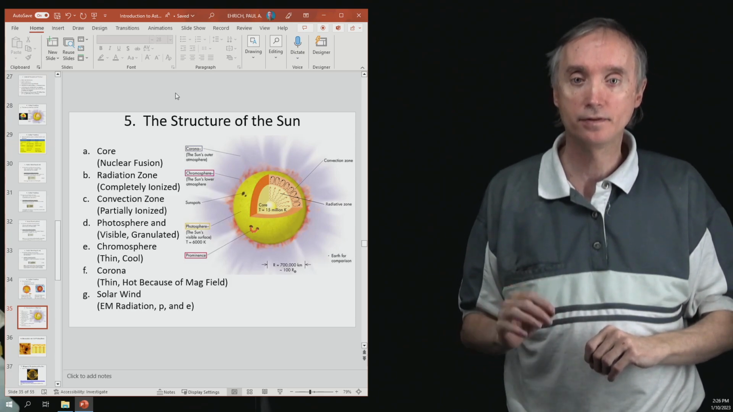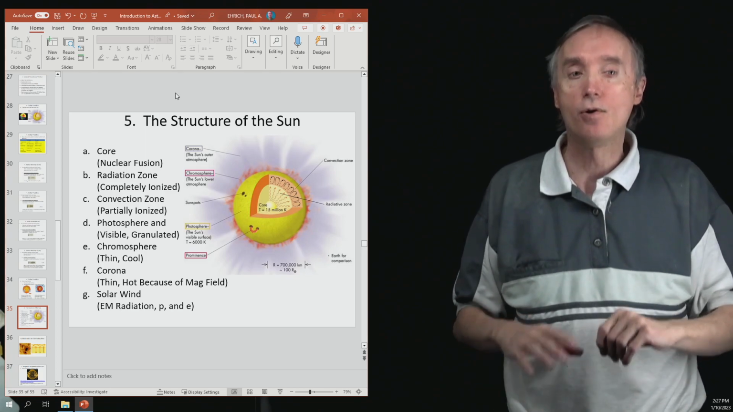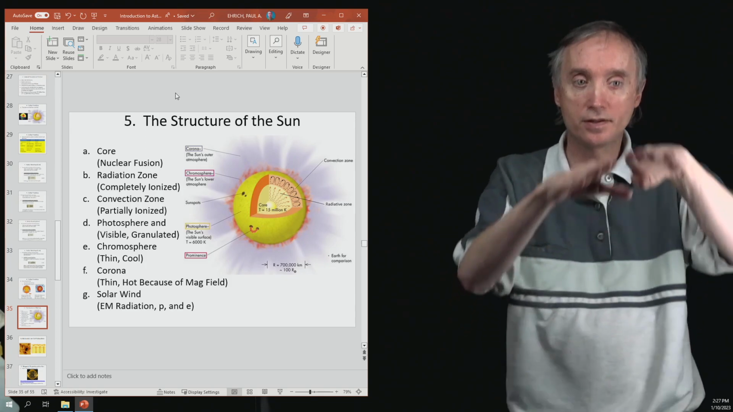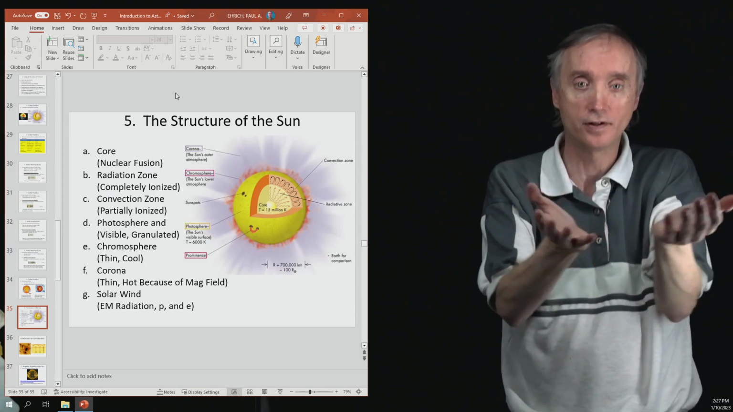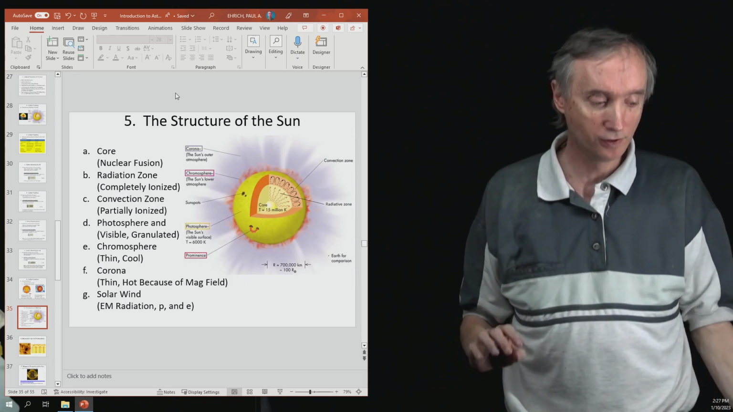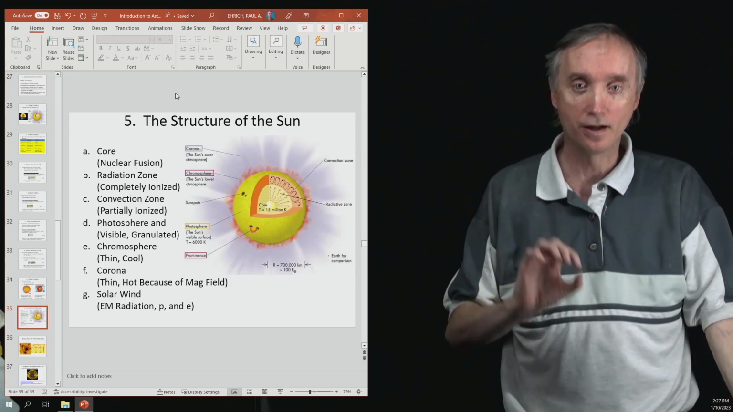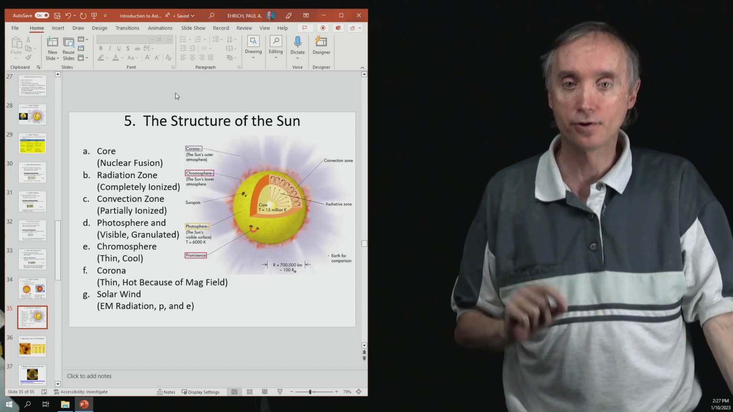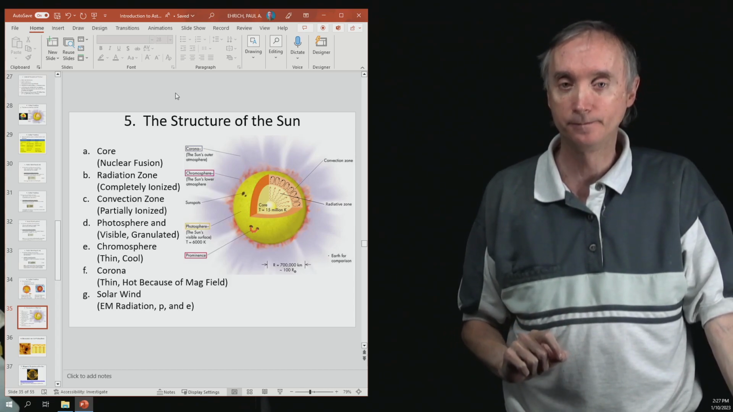So we're going to call that the convection zone. Now, when we get to the photosphere, that's going to be this very thin surface of the sun. So don't look at the sun, but if you were to look at the sun, it would look yellow. And that yellow ball that you're seeing is the photosphere, the surface of the sun.